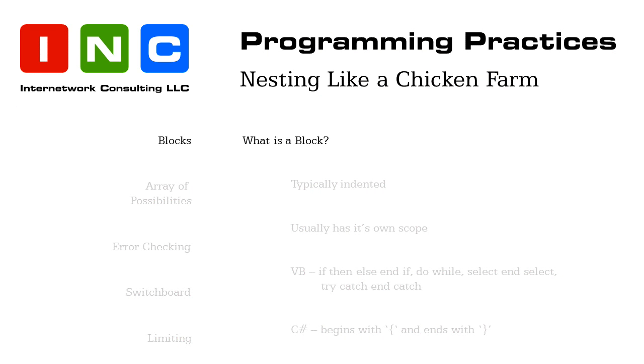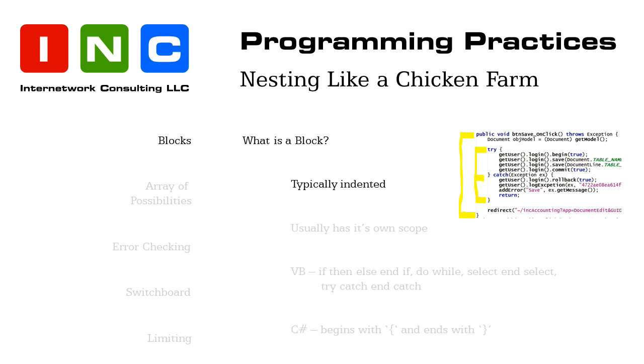When referring to nesting, I'm talking about a block of code and the unnecessary nesting of code blocks. What is a code block? Please refer to the code to the right. A code block is typically indented. On the right, we have three code blocks. One block, the function, containing the try block followed by a catch block.